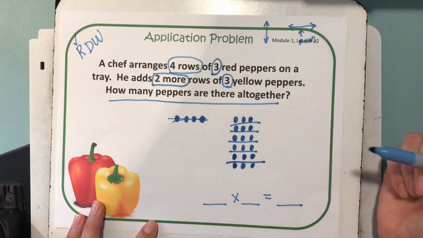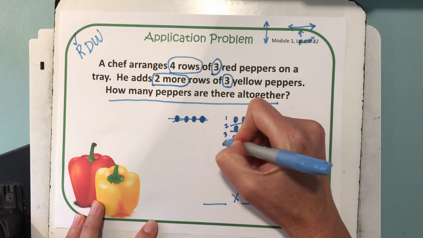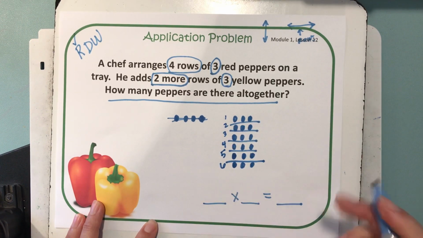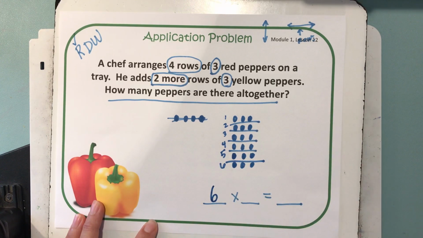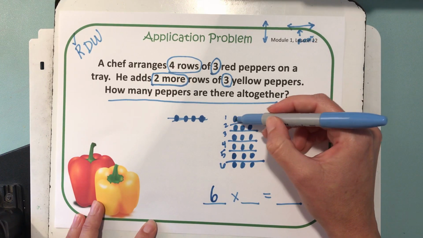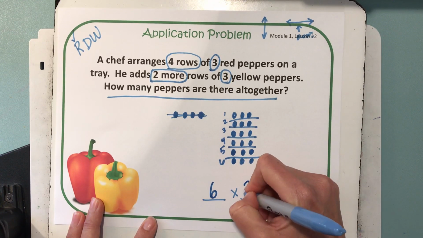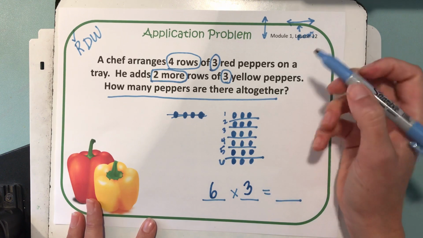So now how many rows do we have? Well, let's count them. 1, 2, 3, 4, 5, 6. So now I have 6 rows of 3. So I know that one of my factors here is 6. And how many do I have in each row? Well, I have 3 in each row. So I'm going to put that here. Now we need to figure out what the total is. What is the answer here?